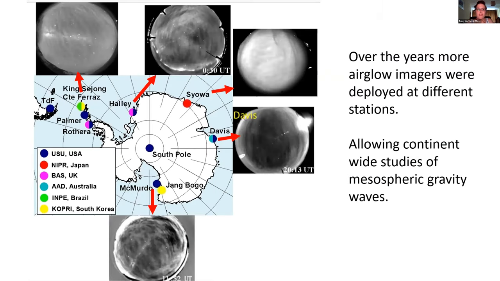So as things progressed, we spoke to lots of different people at different conferences, and there's been a whole range of different airglow images. Other people were studying these as well. So we've linked up with other different nations. And we can see that we've now got a nice network across Antarctica, mainly around the edges, just due to the nature of the logistics in Antarctica, where we can actually get these observations from different sites. And this is allowing us to do continent-wide studies of these mesospheric gravity waves using these airglow emissions.